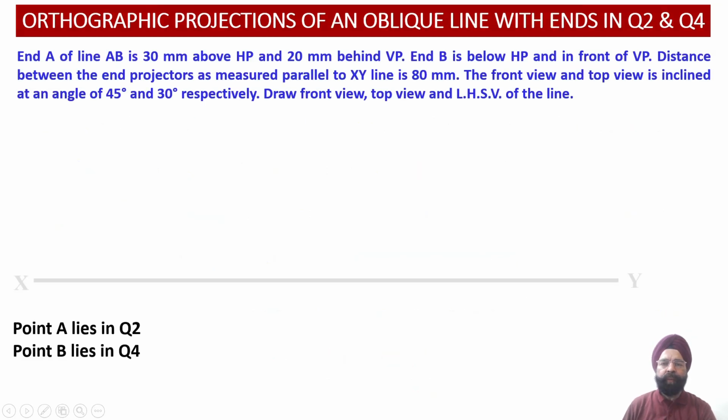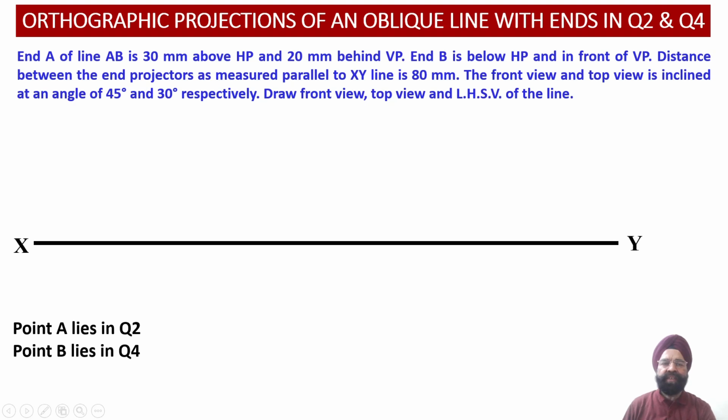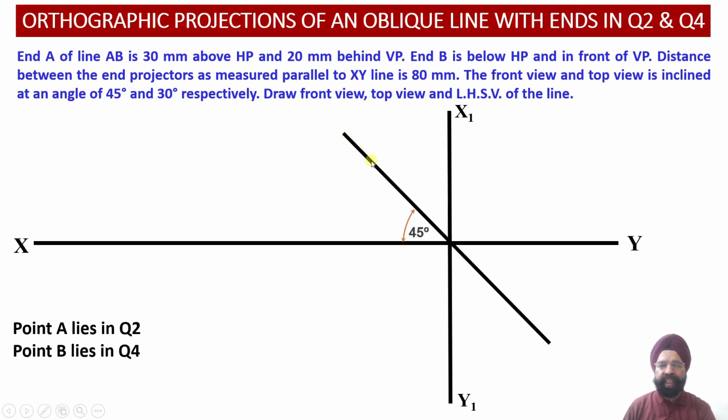So with the given information, we are going to start with the construction of the orthographic projections of the oblique line AB. Here we have the XY reference line, the X1Y1 reference line and the transfer line, which is located at an angle of 45 degree with respect to the XY reference line. Since the two points A and B lie in different quadrants, that is quadrant 2 and quadrant number 4, we have to draw the transfer line which will be passing through the two quadrants.